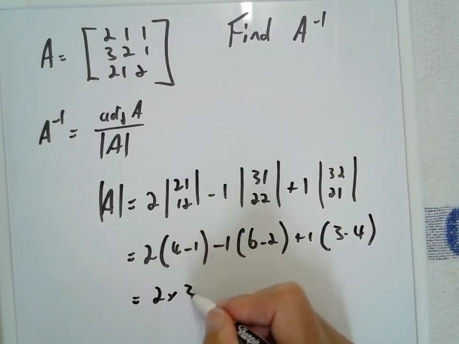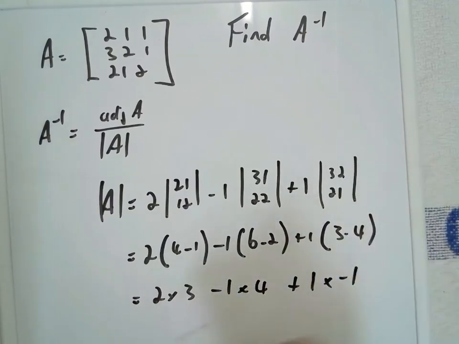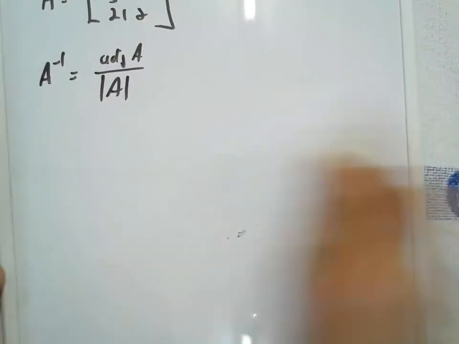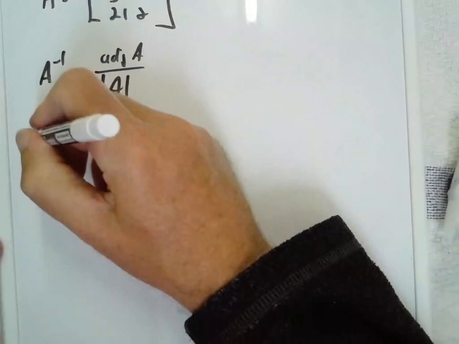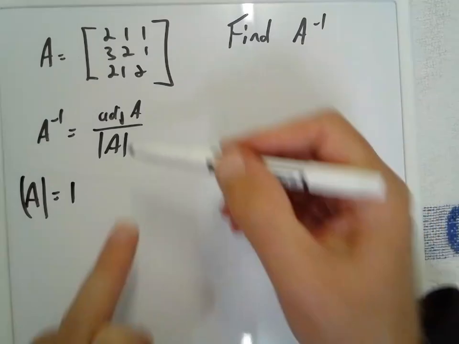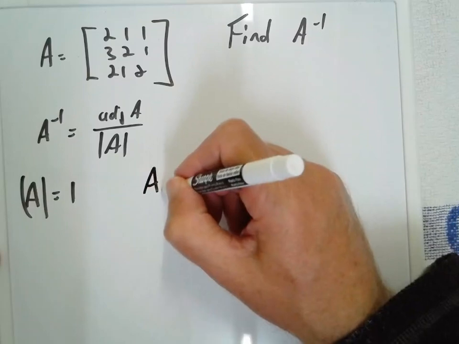2 times 3 minus 1 times 4 plus 1 times 6 minus 4 minus 1 equals 1. So we can now say that the determinant is 1. Okay. Adjoint A. So the first thing we need to find is the cofactor matrix.